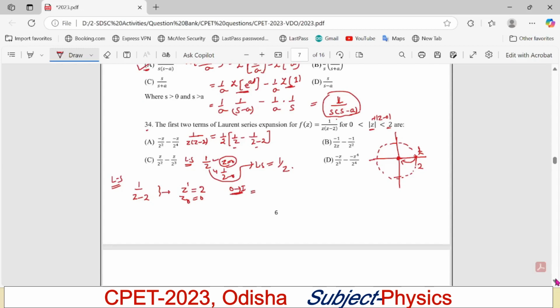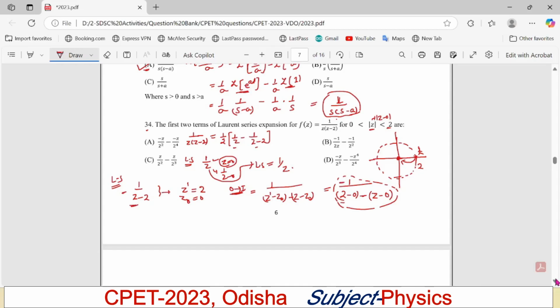So the out-to-in formula is nothing but 1 by z dash minus z0 minus z minus z0. For this case, z dash is 2, so 1 by 2 minus 0 minus z, since z0 is 0. Now compare this with the original equation. The original equation is 1 by z minus 2. If I consider this one, this is 2 minus z, so 1 by 2 minus z is not equal to my original equation. That means I have to multiply by minus 1.